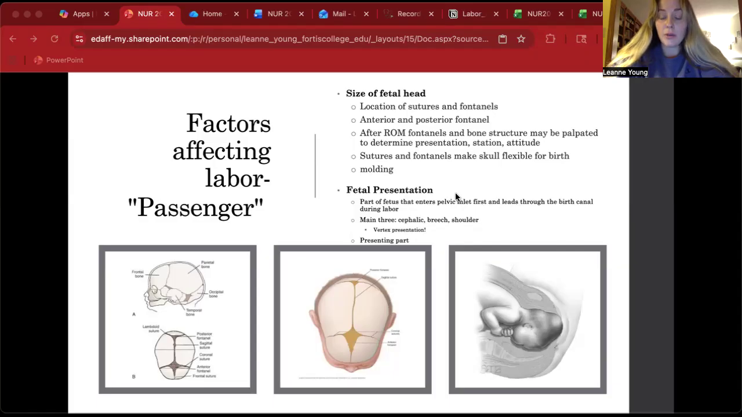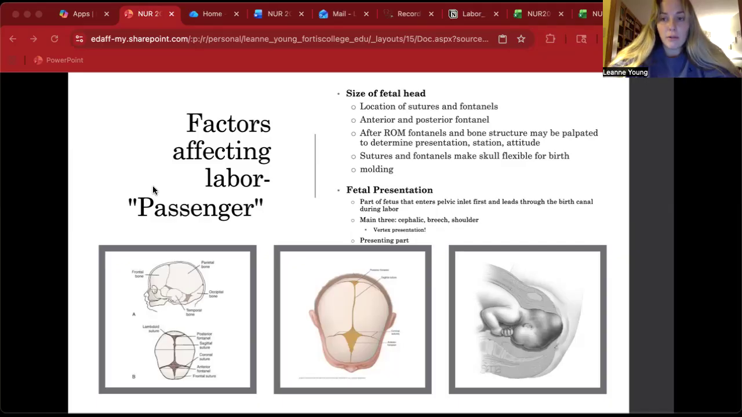Fontanelles are the area where two or more bones meet. Two most important fontanelles are the anterior and the posterior fontanelles, which you guys may be familiar with. The anterior fontanelle, which we have a picture of in the middle here, is a diamond-shaped fontanelle, which closes 18 months after birth.